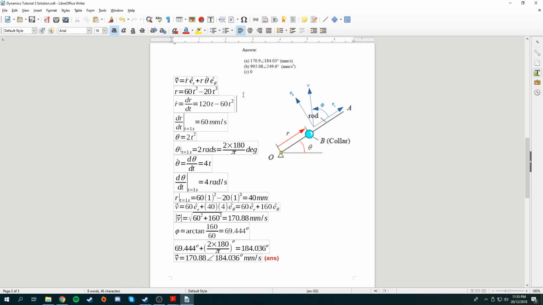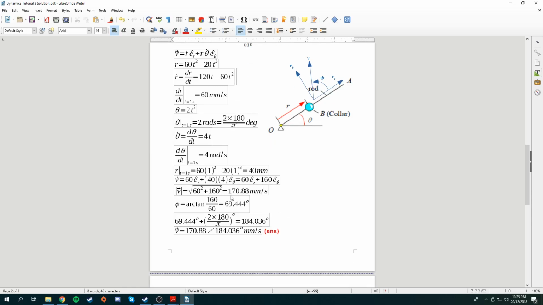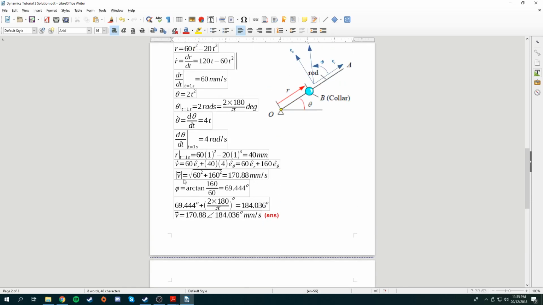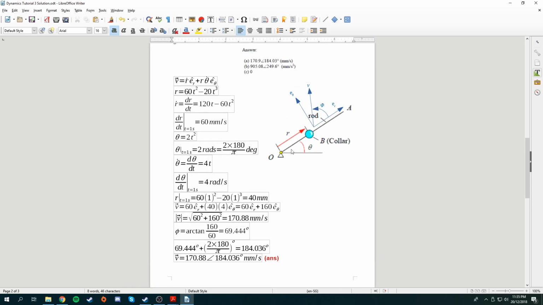By having all these unknowns that we just solved, which is r dot, r, and theta dot, we can now sub it into this equation and find out this. Velocity will be equal to 60 er plus 160 e theta. And just find the absolute value, that will be 170.88 mm per second. And I'll find the phi. Our arc tangent, which is just a tangent inverse 160 over 60, and this gives me 69.444 degrees. So what's phi? Phi is this.